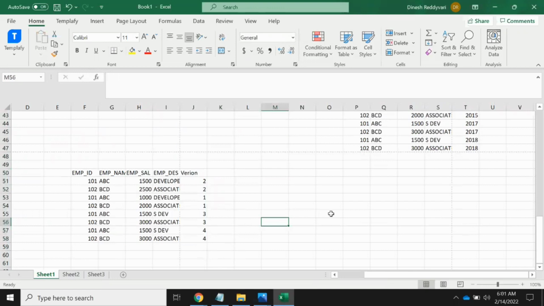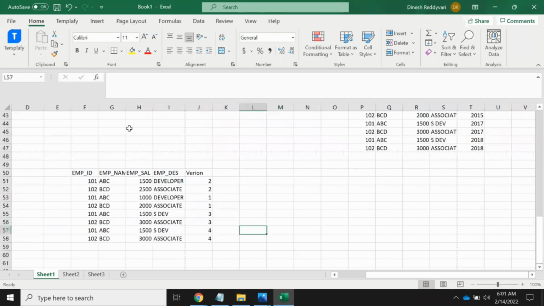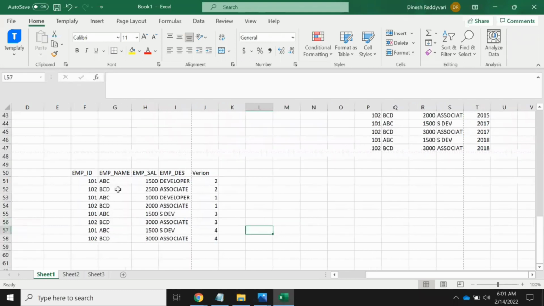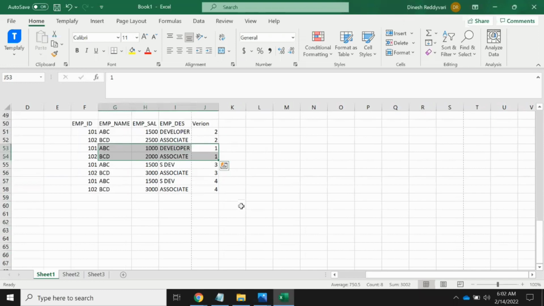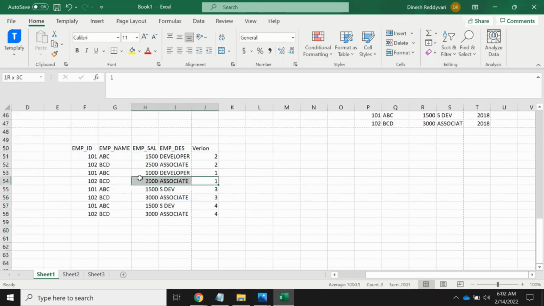When you are maintaining the version number, instead of the date or year, what you can see is the employee ID, name, salary, designation, and the versions. Based on the version number, you can understand which one is the first, which one is the next, and which one is the latest. This is another way we can see the information, by maintaining a version.